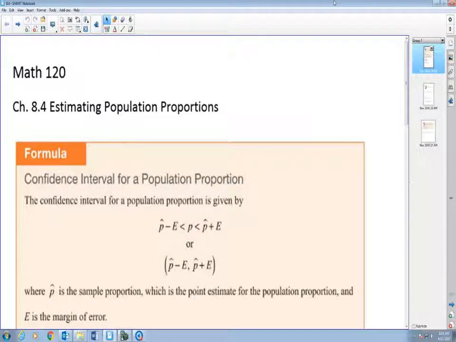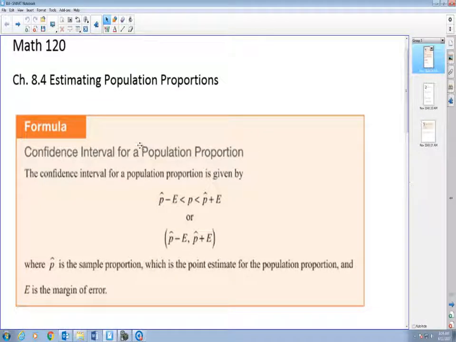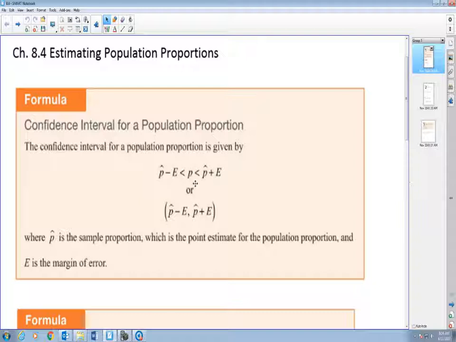In this lecture video, we're gonna talk about how we can estimate the population proportions. To construct a confidence interval for a population proportion, it is just gonna be just like estimating the population means, where our population proportion P, our true percentage, is going to be the P hat, which is our point estimate, minus the margin of error, and the other confidence interval will be our P hat plus the margin of error.